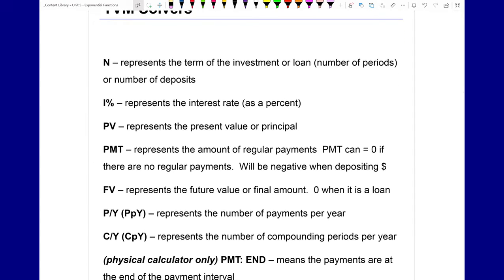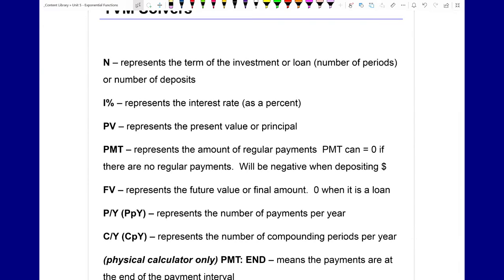Now, there are a lot of variables in these TVM solvers, so we need to know what these variables represent, so we know we're plugging our numbers into the correct spot. N represents the term of the investment or loan. So that is the number of periods or number of deposits. That's the total number, right? So that is just like your N value from the equation. I, or I%, represents the interest rate. And in this case, you are going to be leaving it as a percent. You don't have to do any conversions here to decimals.